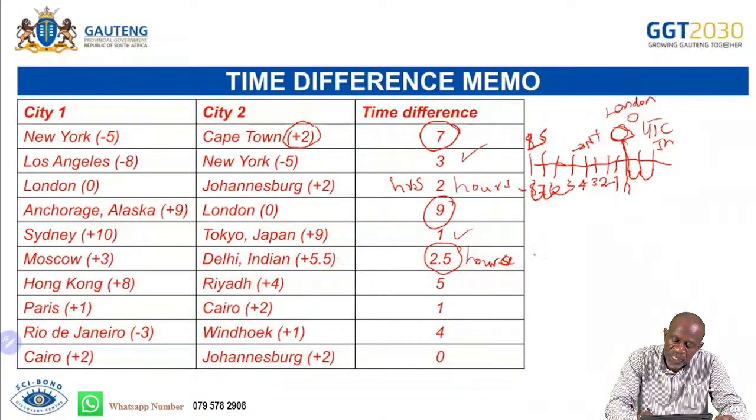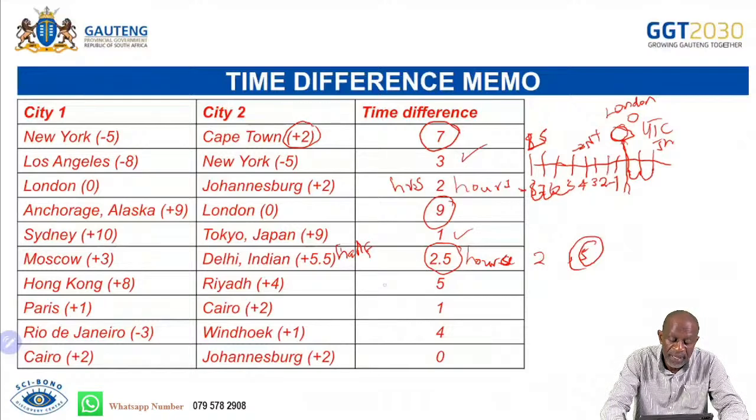And as soon as you see the 0.5, any number plus 0.5, the 0.5 suggests to you that it is half of an hour. 0.5 is half of 1. So at 5.5, then you are talking of 5 hours and 30 minutes.